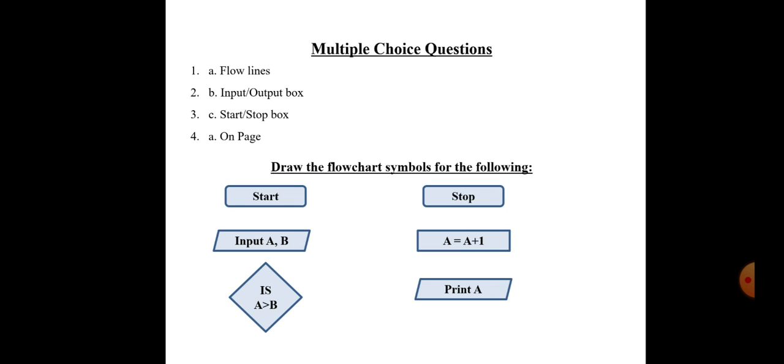Then input A comma B, as the name suggests, that means you have to take input. Whenever you have to take input or you have to print something, in that case you are using a parallelogram. So here also I have used a parallelogram, and in the parallelogram I have written input A comma B. Next one, A equals A plus 1. This is a process, that means you have to increment A by one value. So it's a process, and the process box is a rectangle. So I have made here one rectangle.